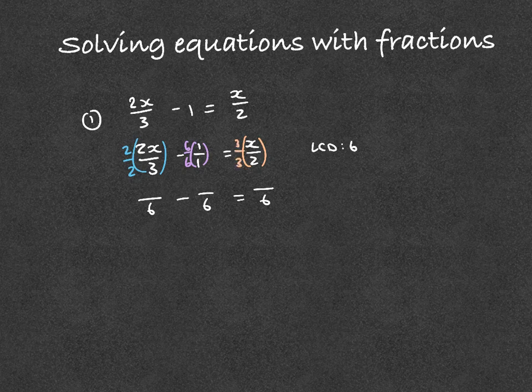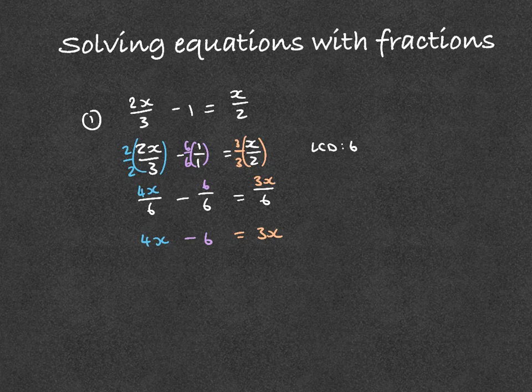Okay, so therefore, the first one, 2 times 2x is 4x. Second one, 6 times 1, 6. And the next one, 3 times x is 3x. Okay, so they all have the same denominators. Now I don't care if you say the denominators fall away. They don't fall away, but we can now let the numerators equal each other. 4x minus 6 is equal to 3x. Why is that the case?